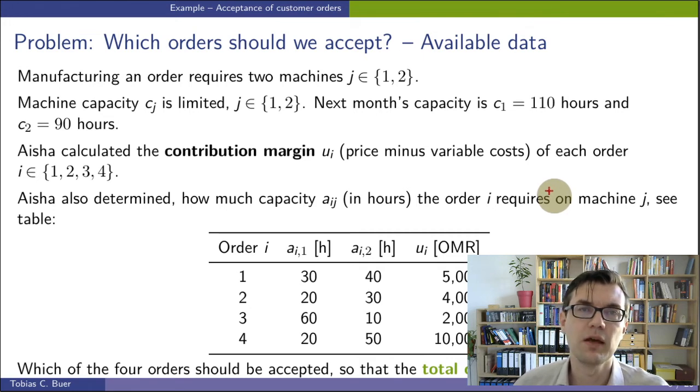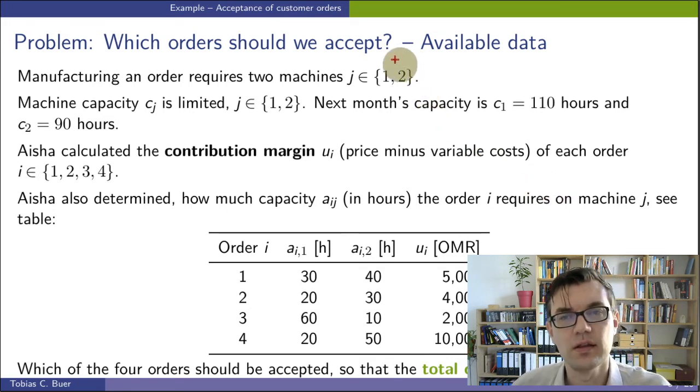Let's look at some available data. We can consider this data as given. For each order that Aisha manufactures, we require 2 machines. So one order is always manufactured on machine number 1 and machine number 2. We identify a machine by the letter J, and J can be the value 1 for machine number 1, or the value 2 for machine number 2.